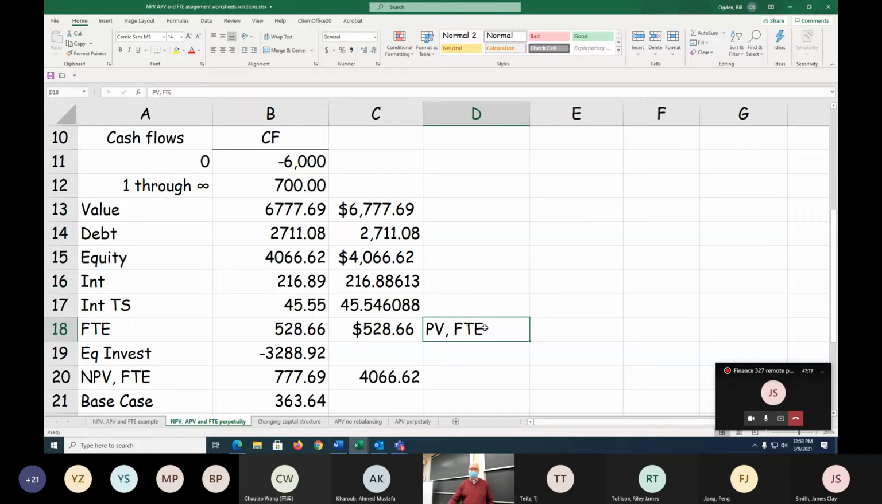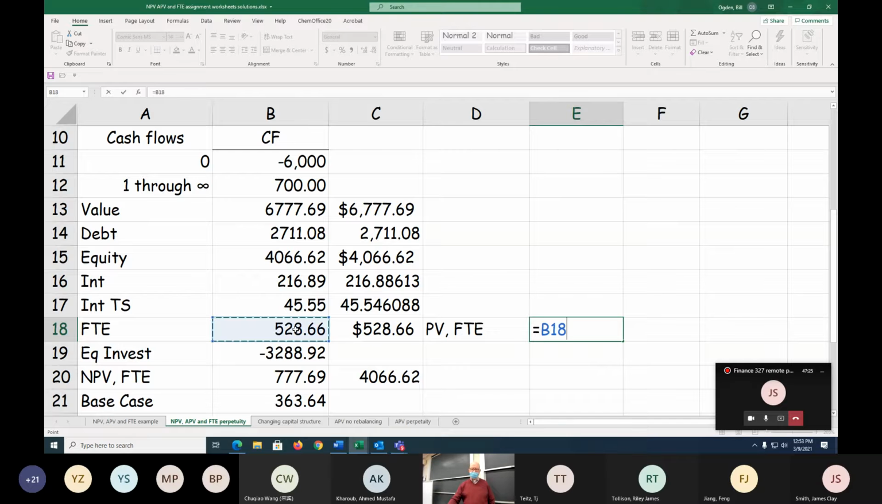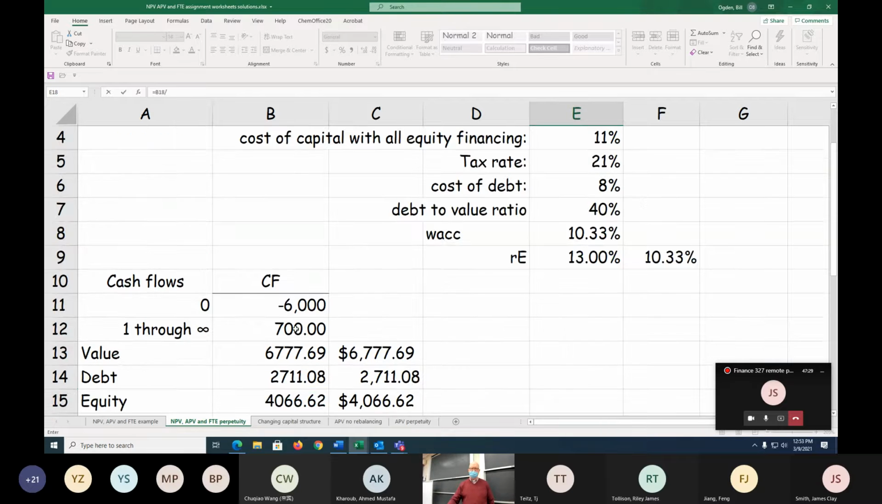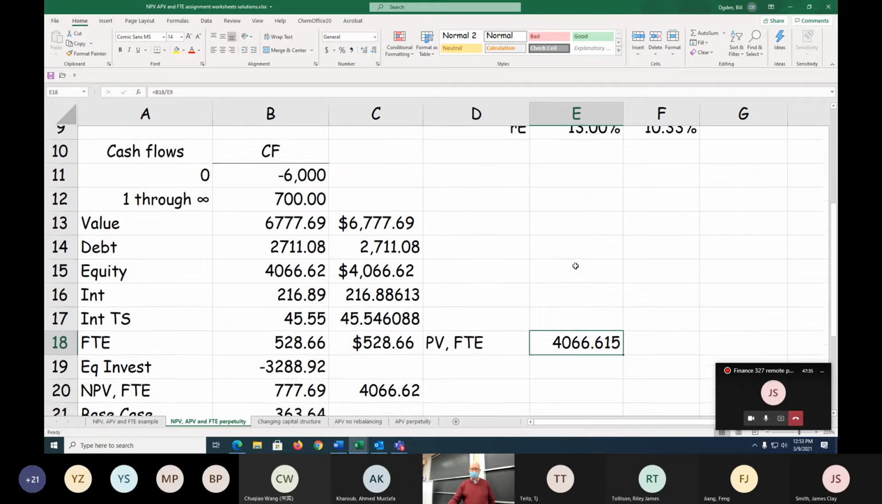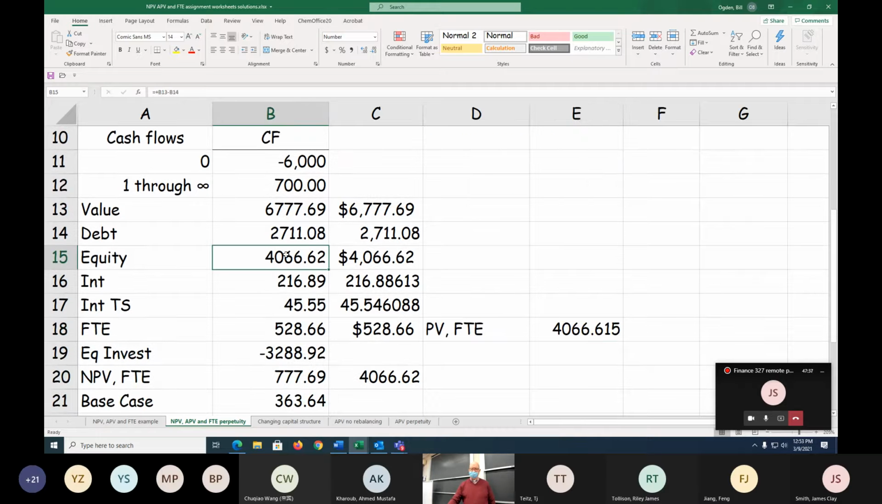Just a point, do I already know this number? This is probably why I didn't do it, because I already know this number. But we'll do it again. I will do it a different way. I can take the float equity and divide it by RE. And RE was 13%. And that's where I got this number. I already knew that.